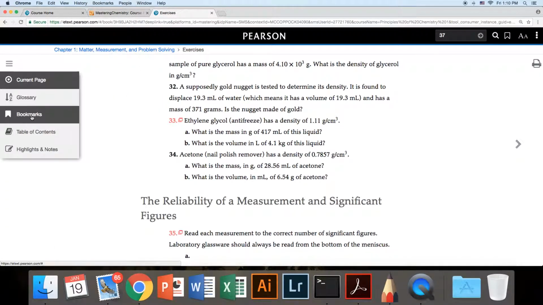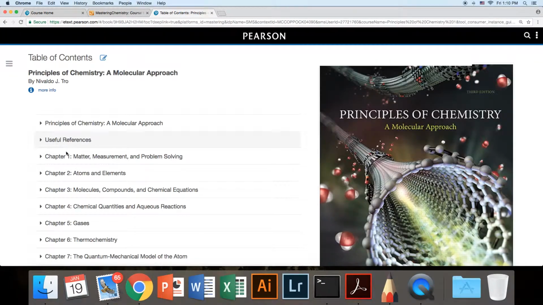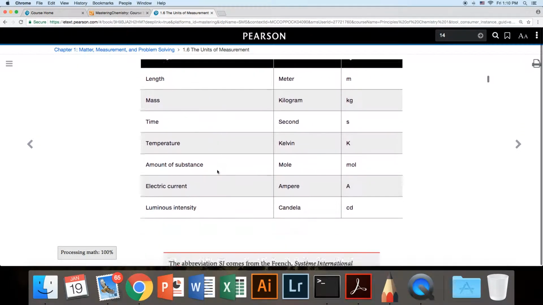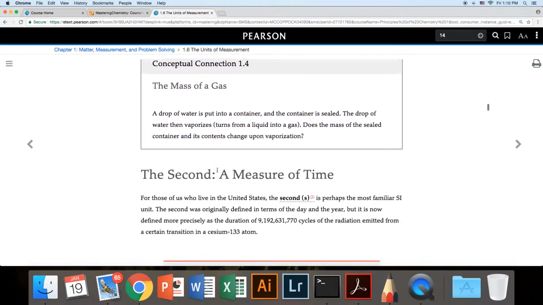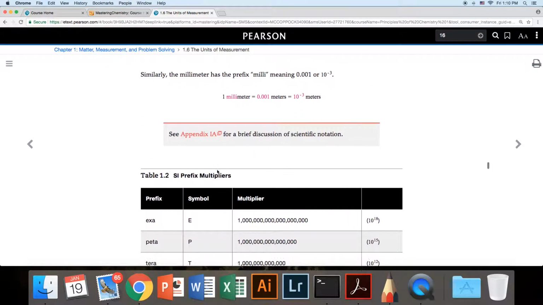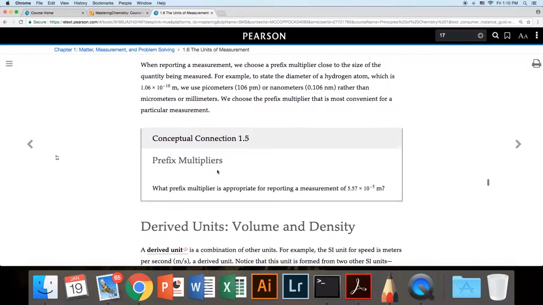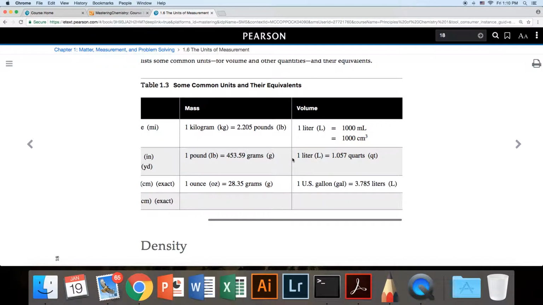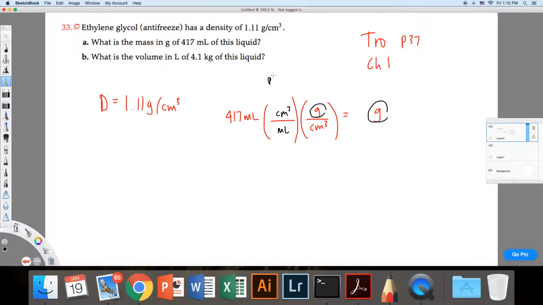I forget what page that's on. That is going to be in the table of contents, section 1, units of measurement, standard units, kilograms, prefix multipliers. Aha, okay, there we go. 1,000 mL is equal to 1,000 cubic centimeters, you see. This is on page 18, which says these are 1 to 1, or more specifically 1,000 to 1,000, because they both equal a liter.